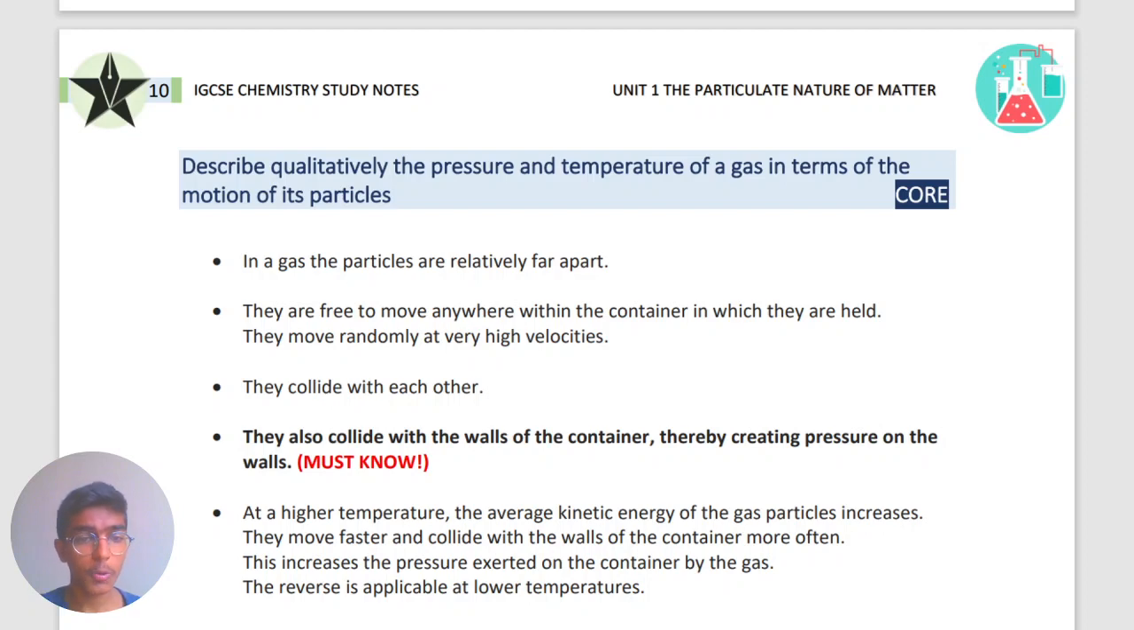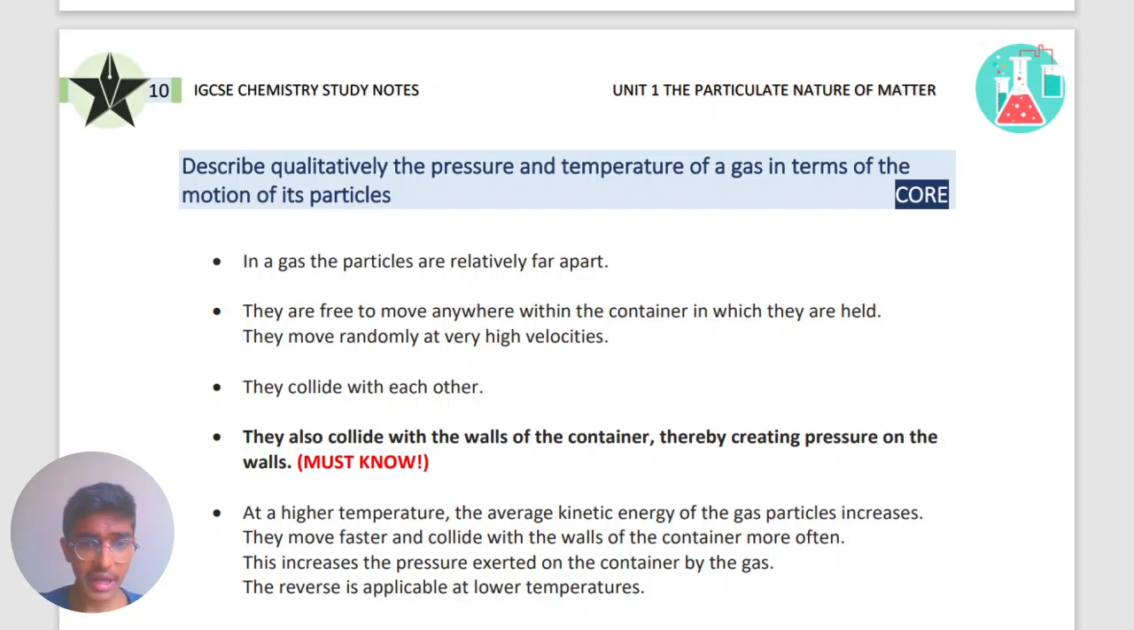Sometimes you have questions asking why there is pressure felt on the walls when there are so many gas particles. This is because they collide with each other, therefore hit the walls, and therefore they create a high pressure.